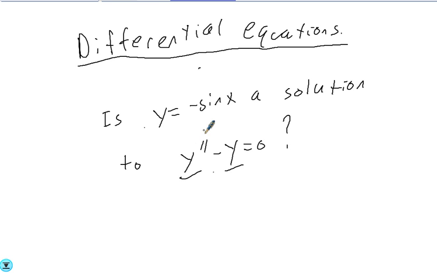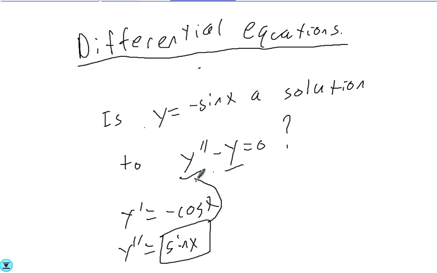So all we want to do is take this y, and this tells us we need to find the second derivative. So the first derivative is negative cosine x. The second derivative is sine x. So now we take this second derivative and plug it in, and we take the original function and plug it in where it says we have the original function. So we have sine x minus a negative sine x is equal to 0.